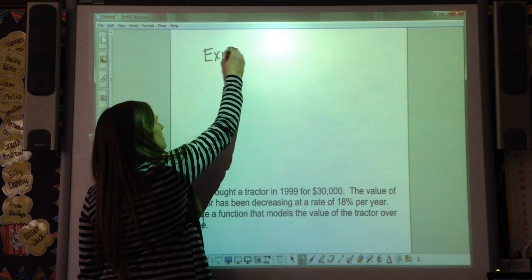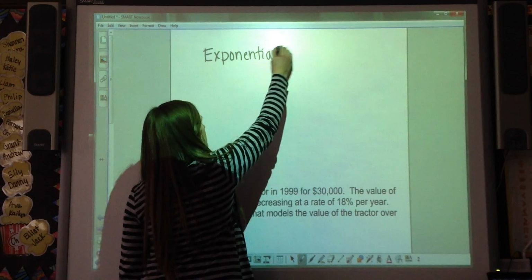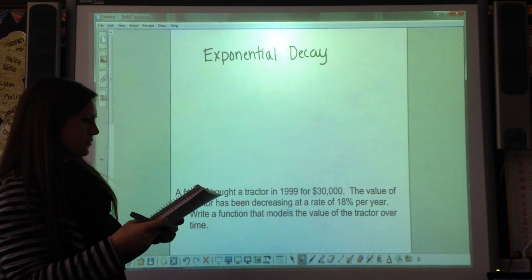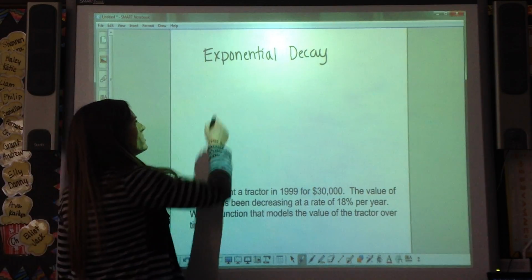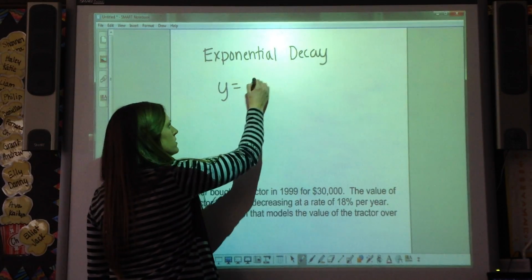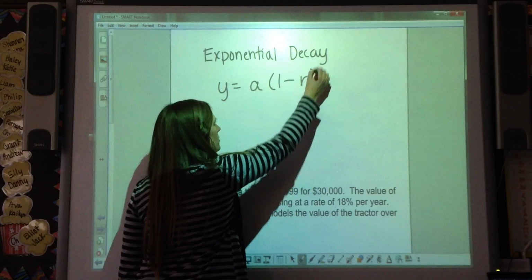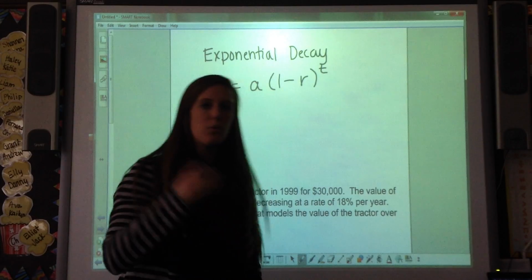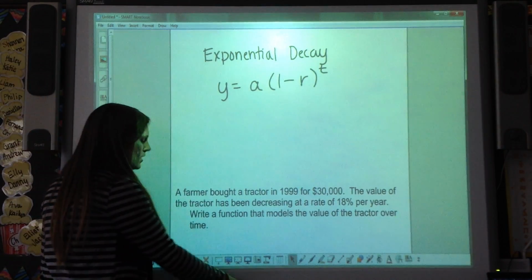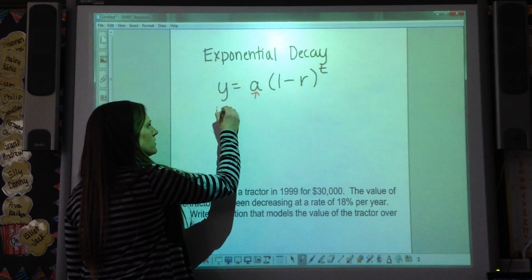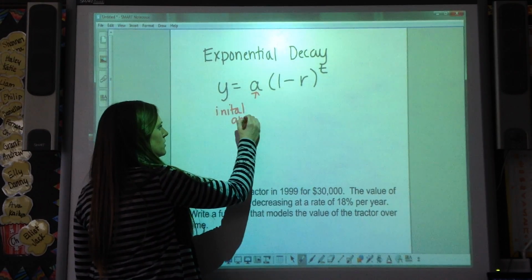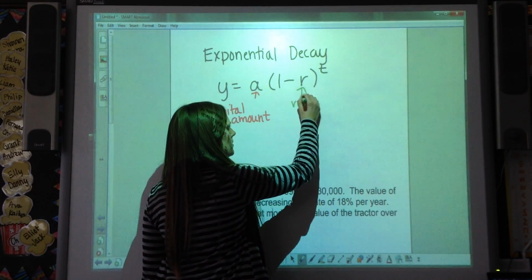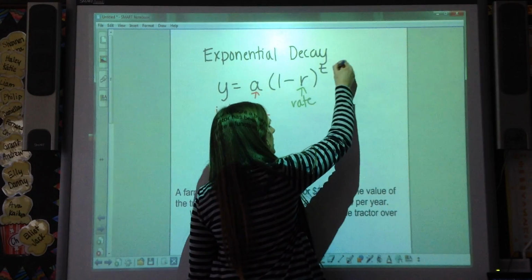Exponential decay. This formula is going to look familiar. y equals A times the quantity 1 minus r, with the power of t. Now we're talking about decay, so we're no longer adding. Adding is for growth. Decay, you're going to be subtracting. A still stands for your initial amount. r still stands for your rate. And t still stands for time.